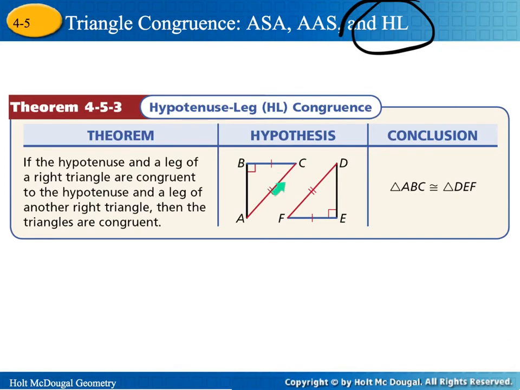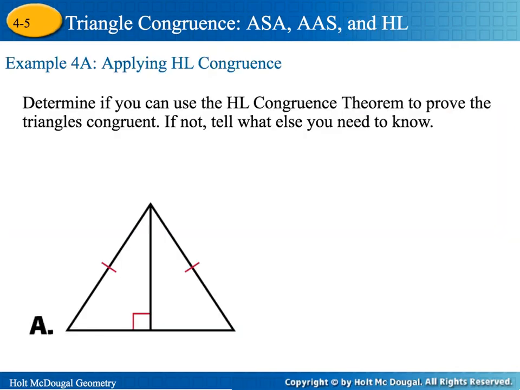So since the hypotenuses are congruent, and one of the legs are congruent, you have to only have two on this one. So that's kind of nice, is that you only have to have two pieces of information. You know that the hypotenuses are congruent and that a leg is congruent. So that is enough information to tell you that the two triangles are congruent. All right, determine if you can use the HL congruence theorem to prove the triangles congruent. If not, tell what else you need to know.